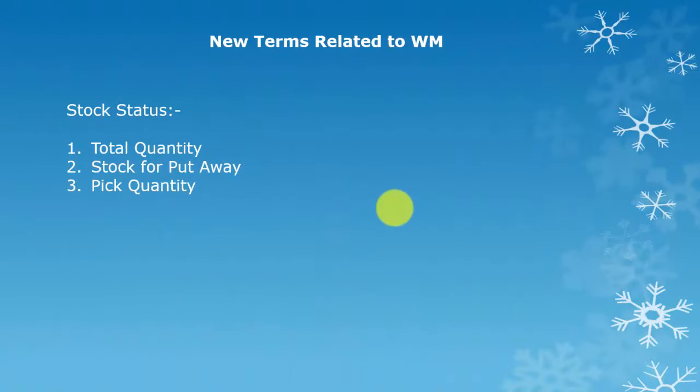Now, after stock category, we have another term, stock status. Whenever you are seeing the stock in your warehouse, we have a transaction available in SAP called MMBE for stock overview, and from that transaction itself, you can see the WM stocks as well. The stock status is of three types. The first one is showing the total quantity, the second one is stock for put away, and the third one is pick quantity. When we see the SAP system, you will be able to understand this stock status in more detail.